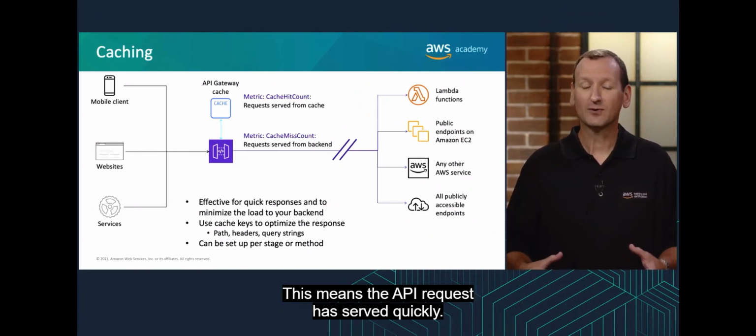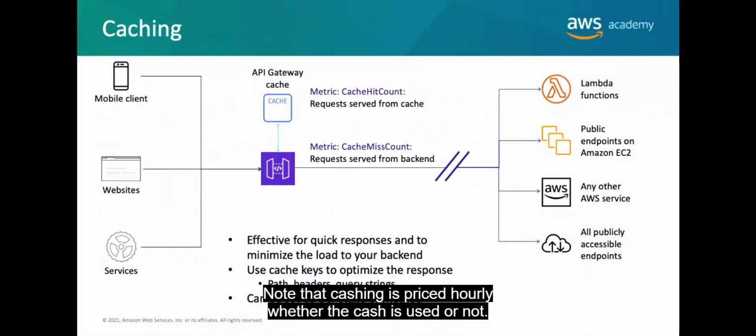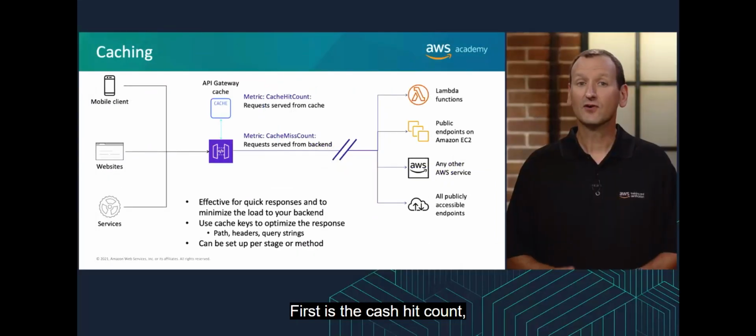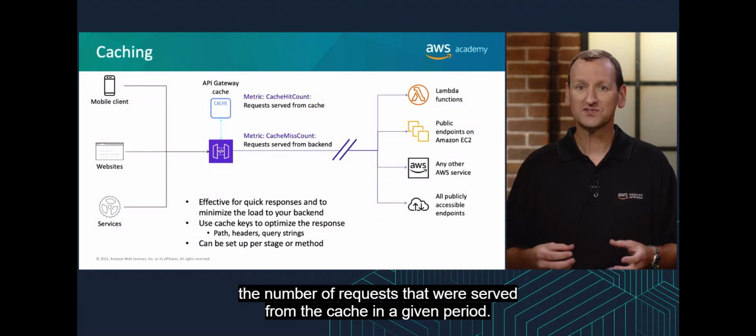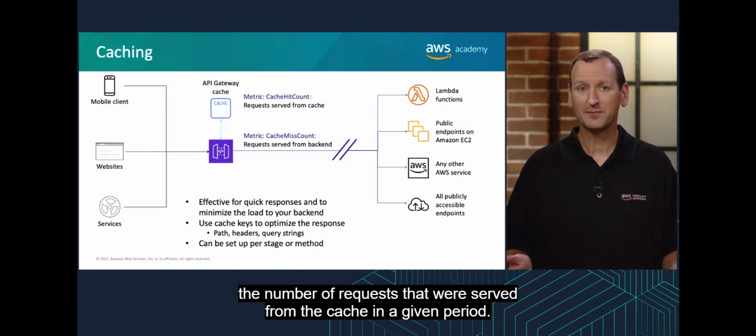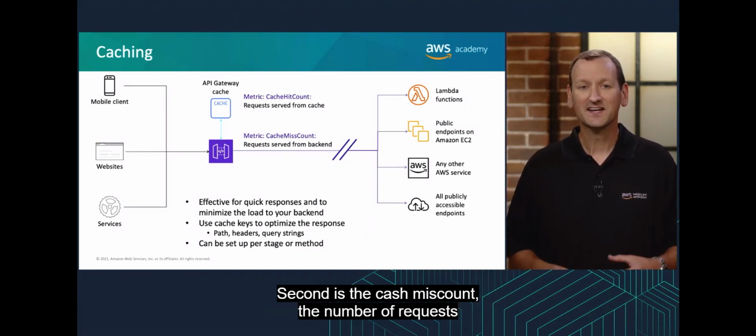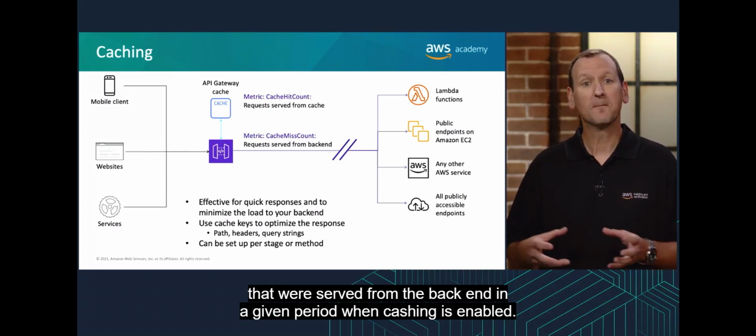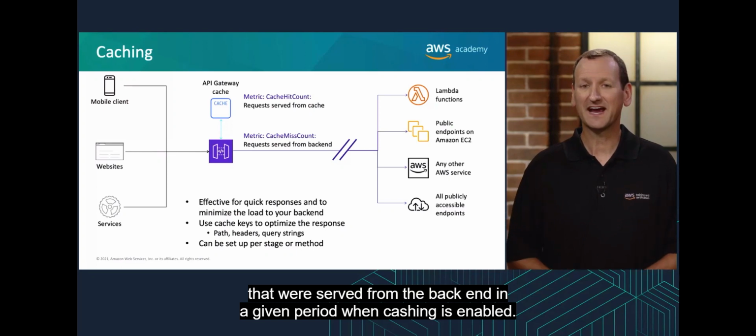This means the API request is served quickly. Note that caching is priced hourly, whether the cache is used or not. API Gateway provides a couple default metrics to help you understand how the cache is being used. First is the cache hit count, the number of requests that were served from the API cache in a given period. Second is the cache miss count, the number of requests that were served from the backend in a given period when caching is enabled.